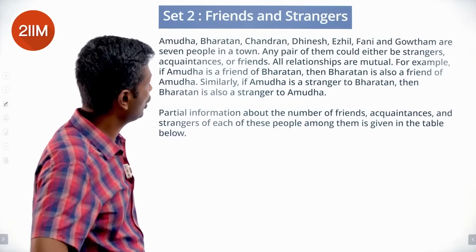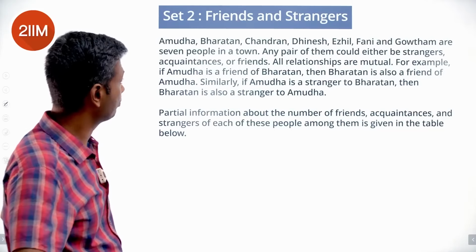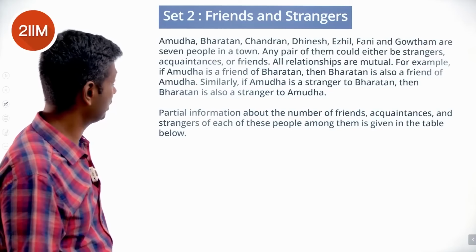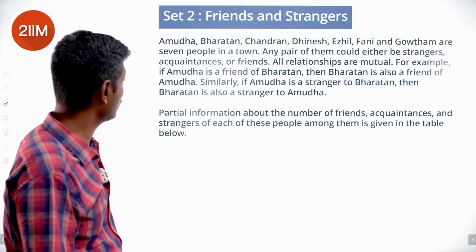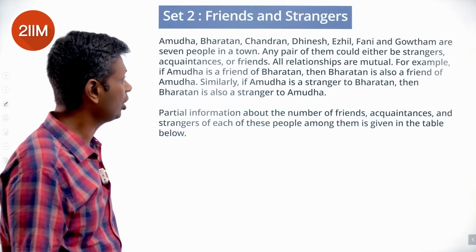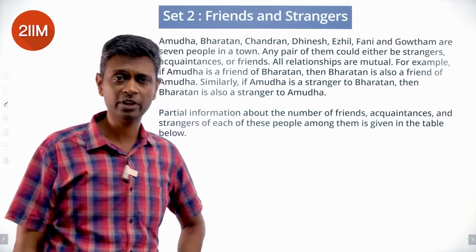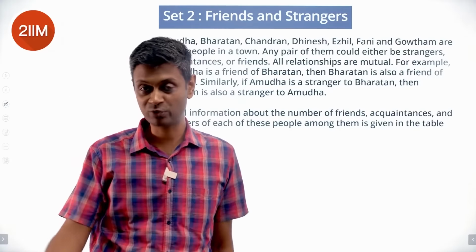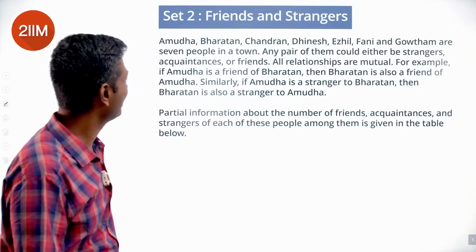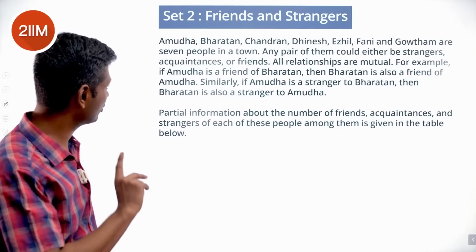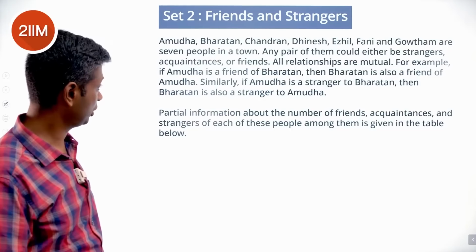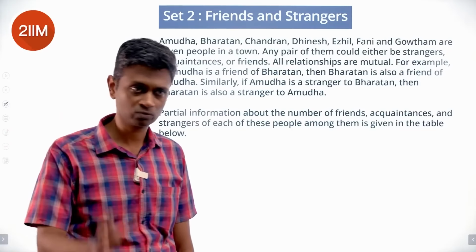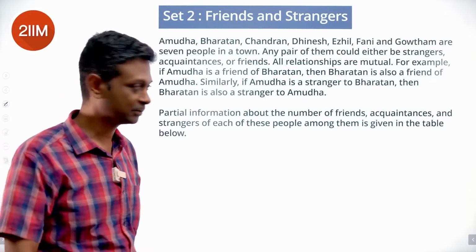Amudha, Bharatan, Chandran, Dhinesh, Ezhil, Fani and Gowtham. That is A, B, C, D, E, F and G. 7 people in a town. Any pair of them could either be strangers, acquaintances or friends. All relationships are mutual. So if A and B are friends, A is B's friend, B is A's friend. So we don't have an issue where I think I'm his friend, but he doesn't think like that. All relationships are mutual. For example, if Amudha is a friend of Bharatan, then Bharatan is also a friend of Amudha. Similarly, if Amudha is a stranger to Bharatan, then Bharatan is also a stranger to Amudha. So there's no ghosting happening here.